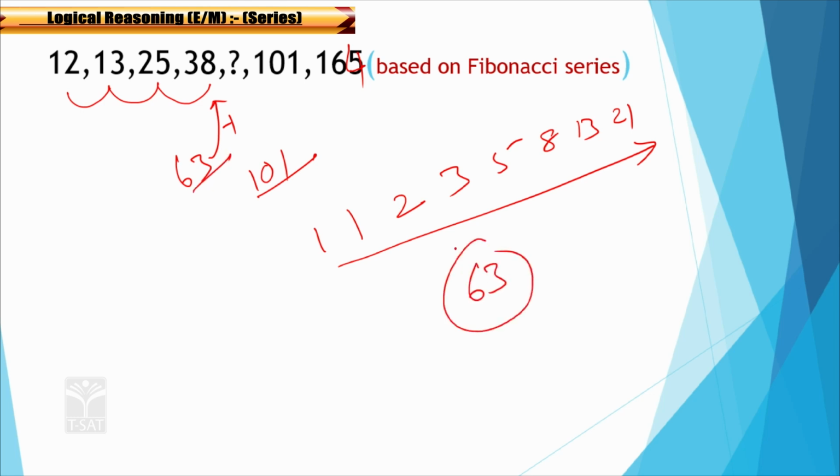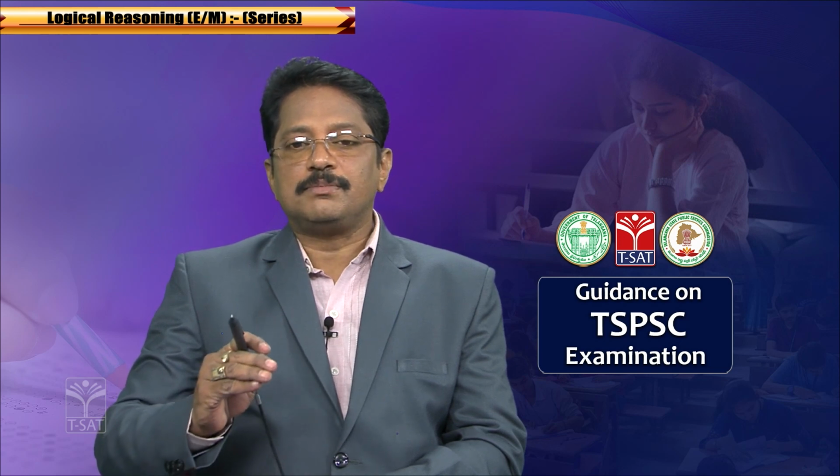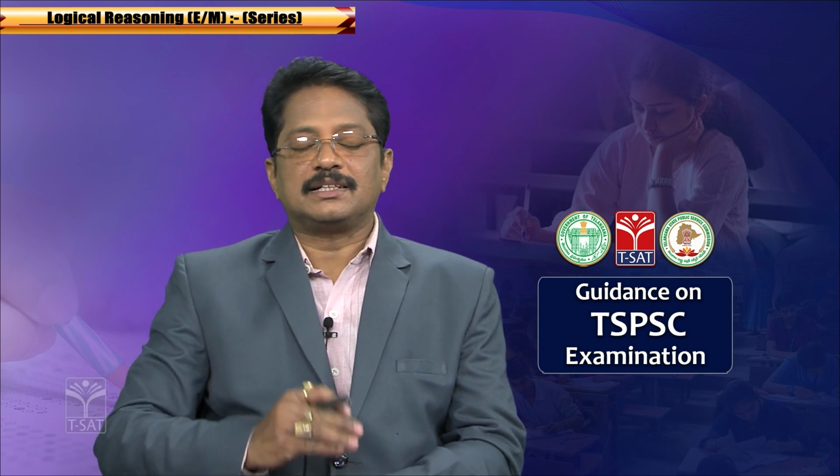So this is called Fibonacci series. So you have to remember the Fibonacci. Fibonacci series means, in this series, every number will be generated by the sum of its preceding 2 numbers. Clear? In this manner, generally the Fibonacci series question will come.